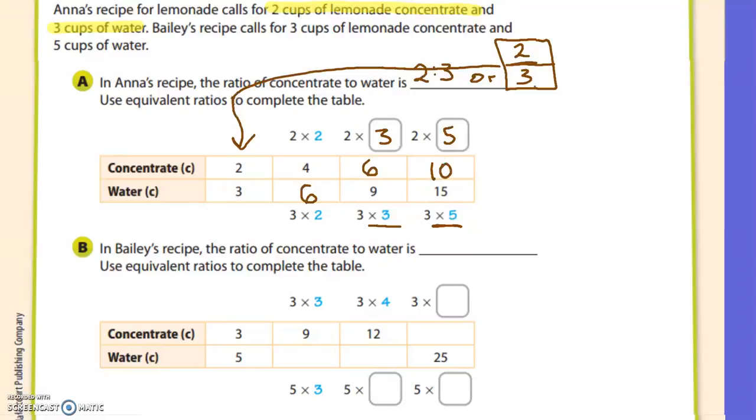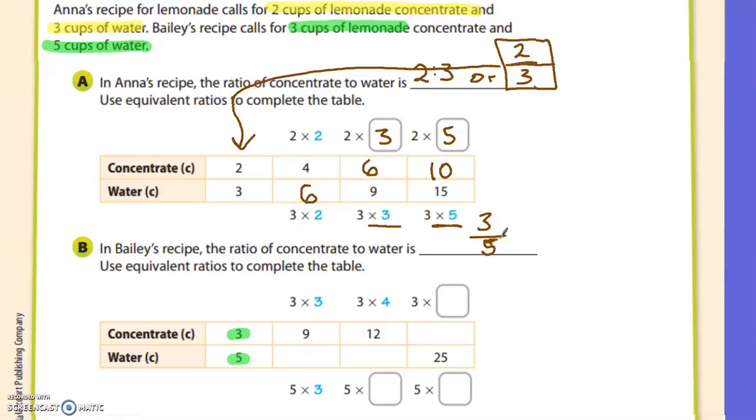Let's go back up to the directions. I think I'll switch color for Bailey. We'll make his green. Bailey's recipe calls for 3 cups of lemonade and 5 cups of water, which is again found in your informational table, 3 to 5. And so I'm going to write on the line, in Bailey's recipe, the ratio of concentrate to water is 3 to 5. Or you could write it as a ratio with a colon, that's fine too.